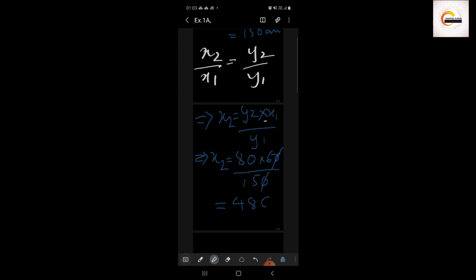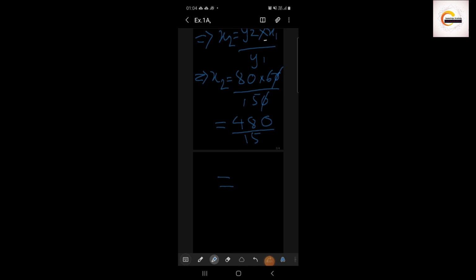Upon 30, 15 ones are 15, and 30, 2 and 45 divided by 15 is 3, so it's going to be 32. So the value of x2 is going to be 32 books.